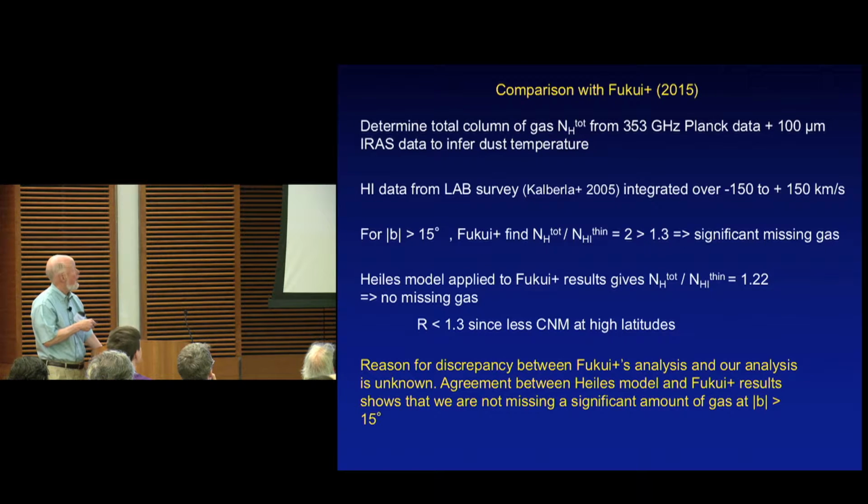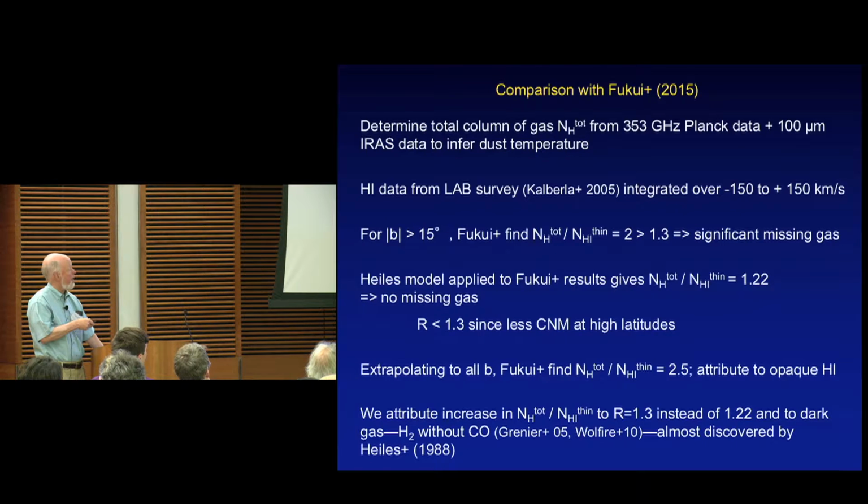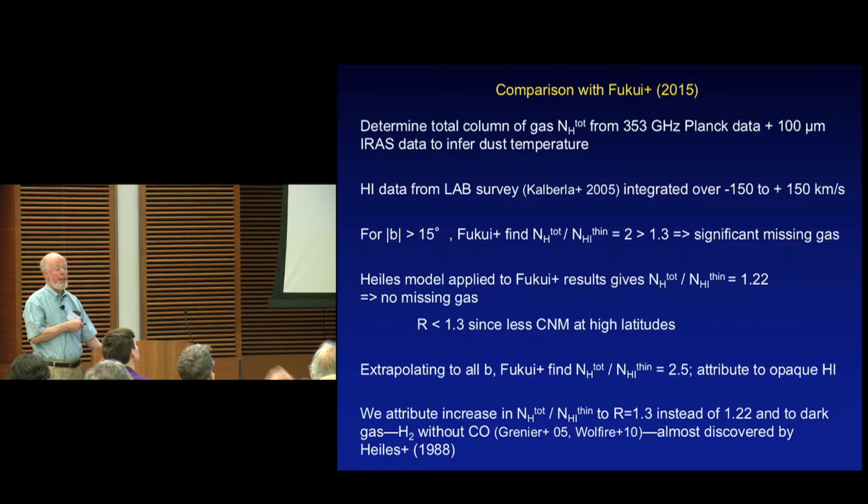As we heard in a subsequent talk, it could be that there are issues with the conversion between the optical depth at 353 microns and the H1 column. In any case, if you extrapolate to all b, he finds a somewhat larger ratio and he attributes that to opaque H1. We would attribute that both to the fact that R is actually a little bit bigger than 1.22 and to the dark gas, what Isabel referred to as the dark neutral medium. Oh, and I should mention that in a paper in 1988, Carl almost discovered that because they did an analysis in which they were talking about how much CO there was in H1, and they got very close.